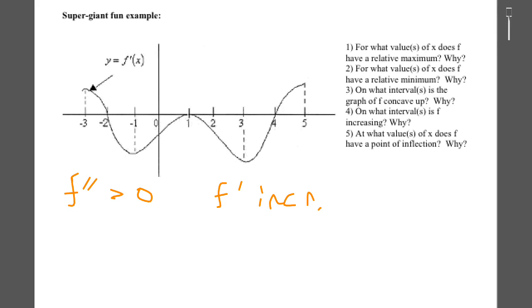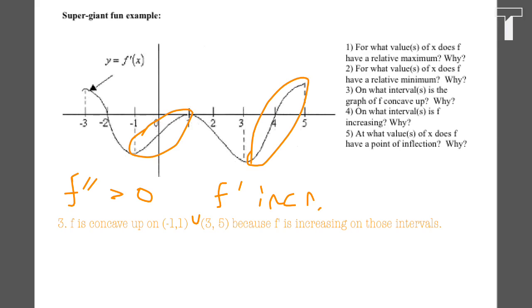So where is f prime increasing? Any place that's going uphill. So if f prime goes uphill from negative 1 to 1, and I take the derivative of f prime, I'm going to get f double prime, and I know f double prime has to be positive. So this is my answer for number 3. So now I've written out my answer. F is concave up on negative 1 to 1 and 3 to 5 because f prime is increasing on those intervals.